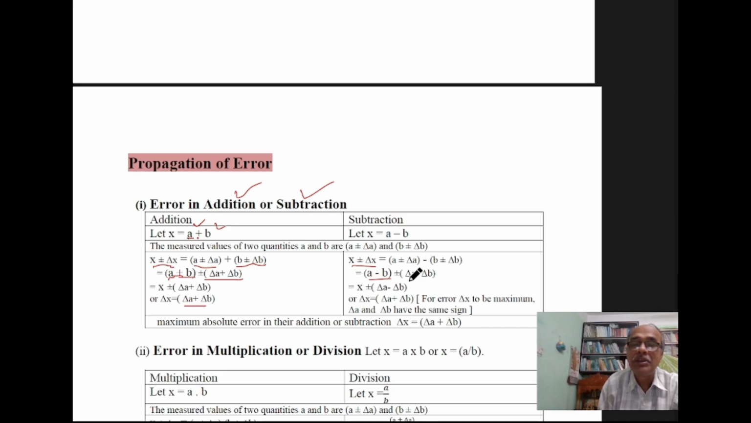You simplify that one. So here again you see delta X equal to delta A minus delta B. Now here you see error, obviously it will be same side because there is no difference of the error, you cannot subtract, so it will be same sign. So delta X equal to delta A plus delta B. So maximum absolute error for addition and subtraction will be summation of the individual errors.